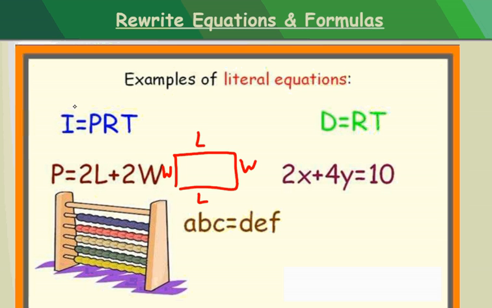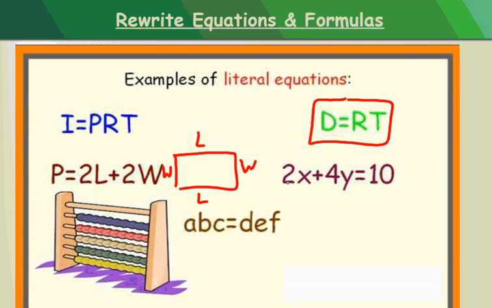This is the formula for interest. We'll study this later when we're studying percentages with exponentials. Interest is equal to the principal amount, which is the initial amount, times your interest rate times your time. We just did this one. Distance equals rate times time. We usually call rate a speed when we're traveling.